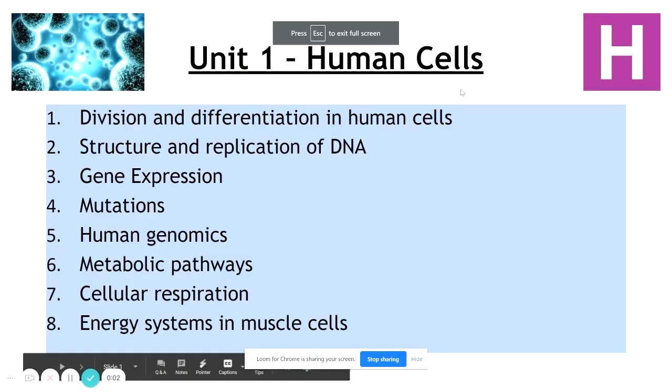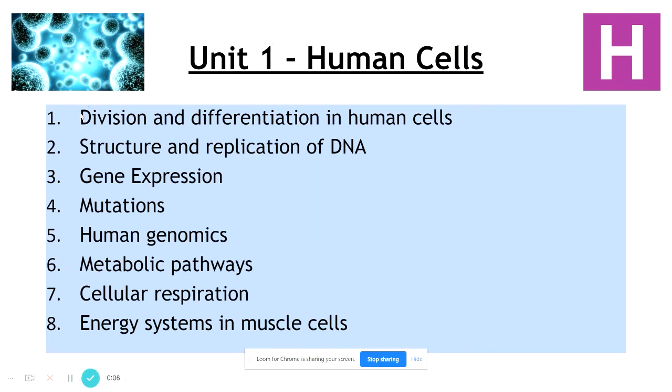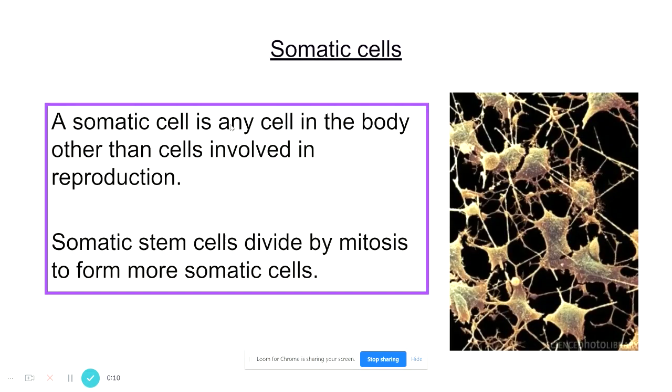Okay, so let's run through the key things that we need to know about key area 1, which is all on division and differentiation in human cells. So the first thing that we talk about are the differences between somatic and germline cells.